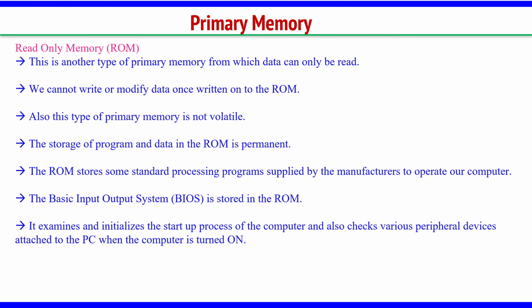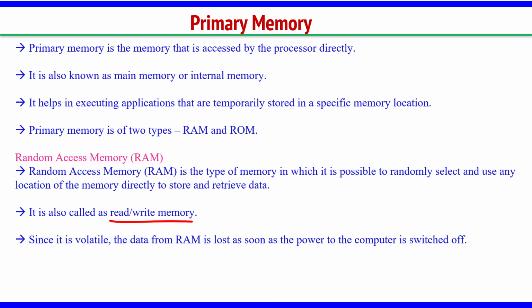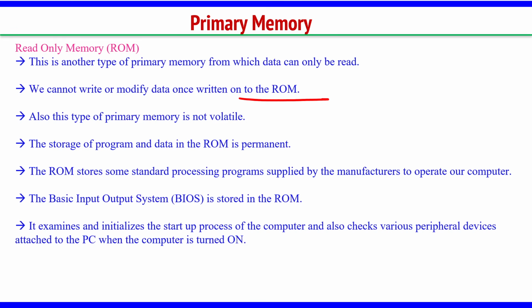The next type is ROM. This stands for read-only memory. This is another type of primary memory from which data can be read. We cannot write or modify data once written onto the ROM. I can do both read and write in RAM, whereas in ROM I can only read. Also, this type of primary memory is non-volatile. Non-volatile means data will not be lost. Storage of program and data in the ROM is permanent. Once the data goes into ROM, it is not erased.